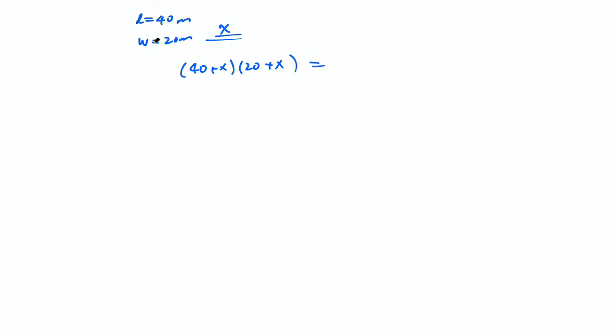So this area is 800, right? But then if I double it, it becomes 1600. Okay, so then solving for this, we have 800 plus 40x plus 20x, so that's 60x plus x squared is equal to 1600. Move the 1600 to the other side and we get this equation. 800 minus this gives me minus 800.